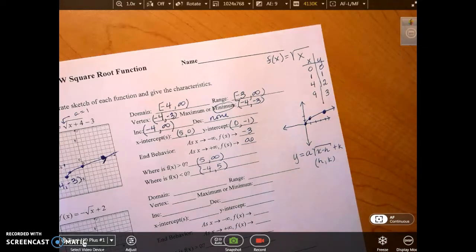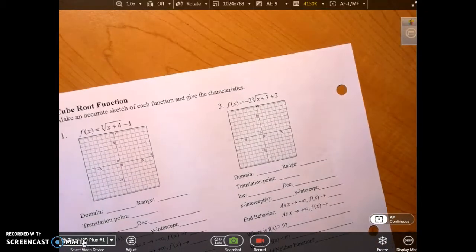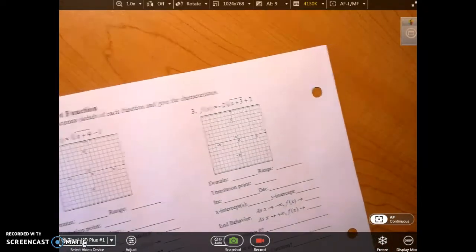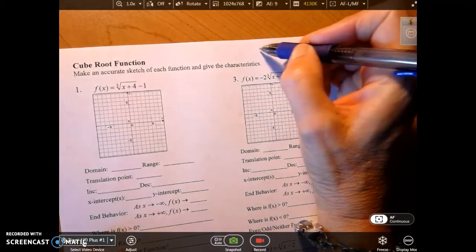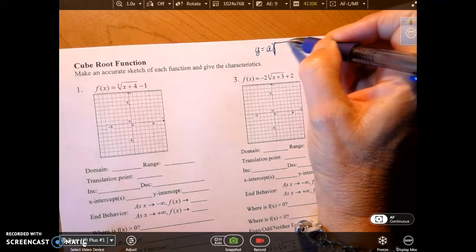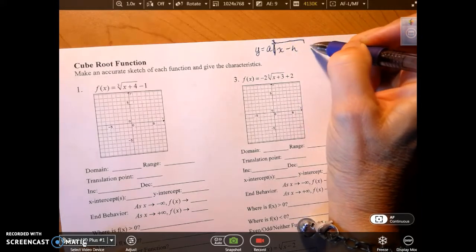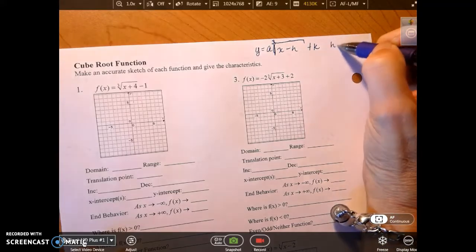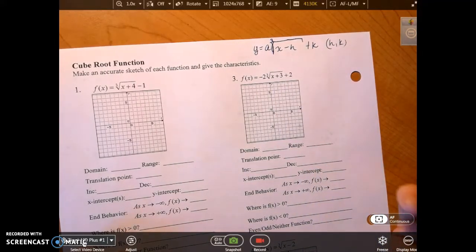Okay, the next graph is on the back, so I'm going to do one of these with you. And it is the cube root function. So I'll start by doing a data table for this. And let me just show you quickly. You can still have the same form, cube root of x minus h plus k, with my translation point at h comma k. So that still applies just like always.